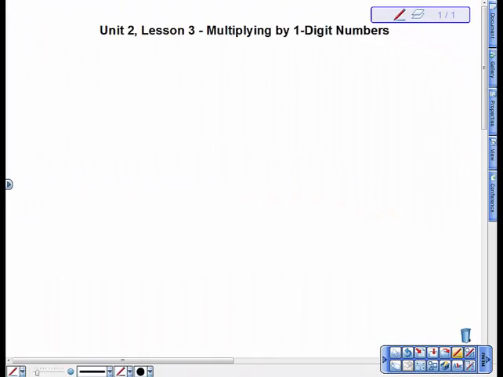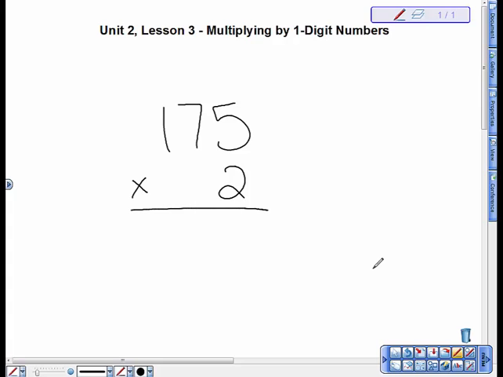Good morning. Today we're going to talk about multiplying by one-digit numbers. Multiplying by one-digit numbers is very similar, if you think about it, to adding. So we're going to take a look at 175 times 2. When you're multiplying, you want to think about place value.